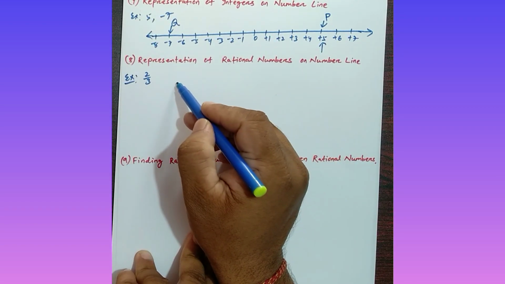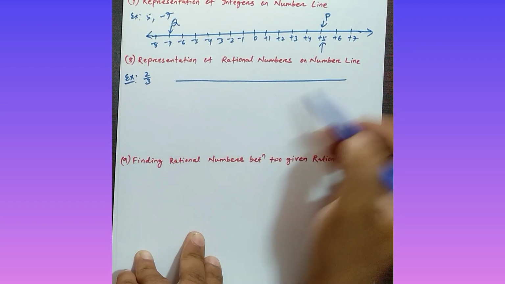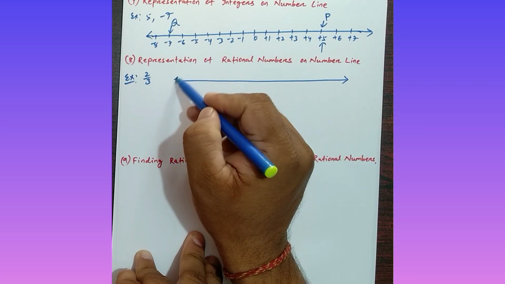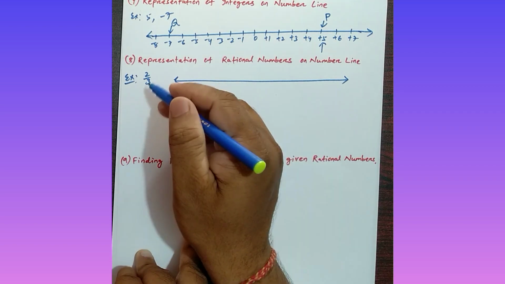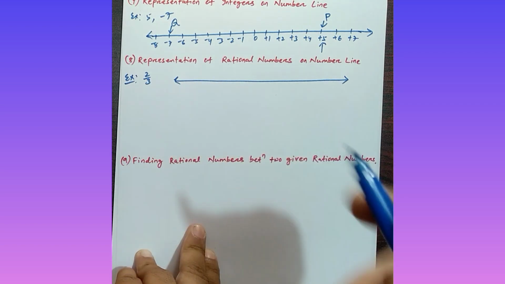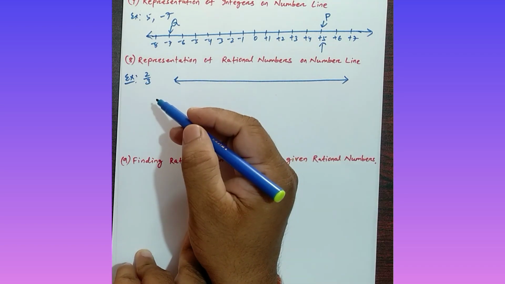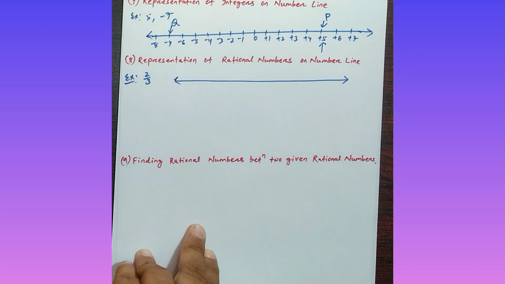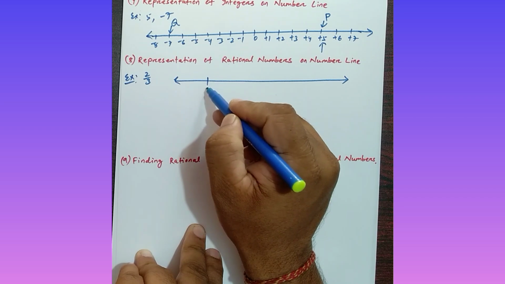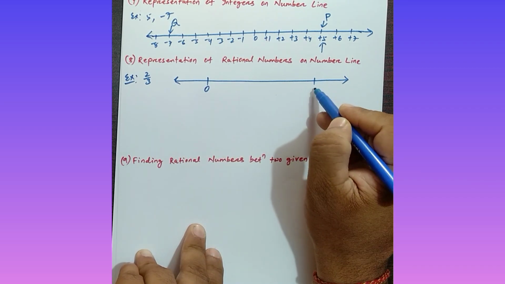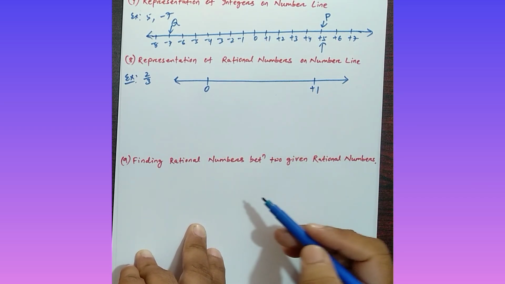Look at here. Very simple thing. I am just drawing the number line over here like this. Just think about 2 by 3: if you convert it into decimal, it will be 0 point something. So it indicates that obviously it lies between 0 and 1. Okay. So let's suppose I am indicating this one is 0 and this one is plus 1. Clear? Okay.